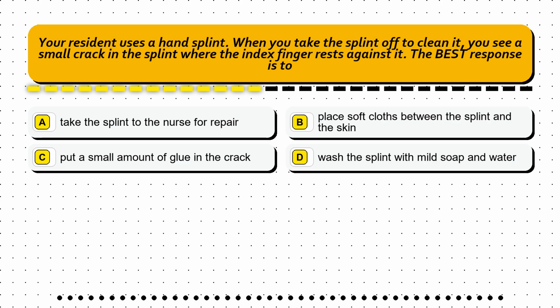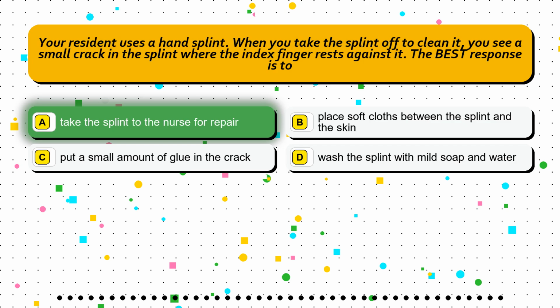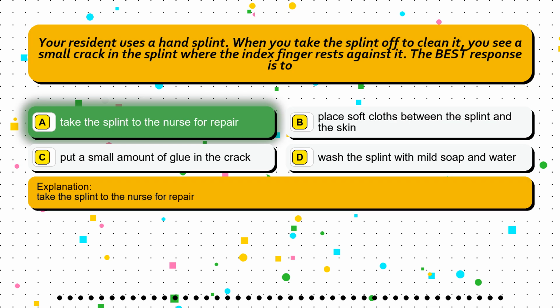Option A, take the splint to the nurse for repair. Option B, place soft cloths between the splint and the skin. Option C, put a small amount of glue in the crack. Option D, wash the splint with mild soap and water. The correct answer is option A, take the splint to the nurse for repair.